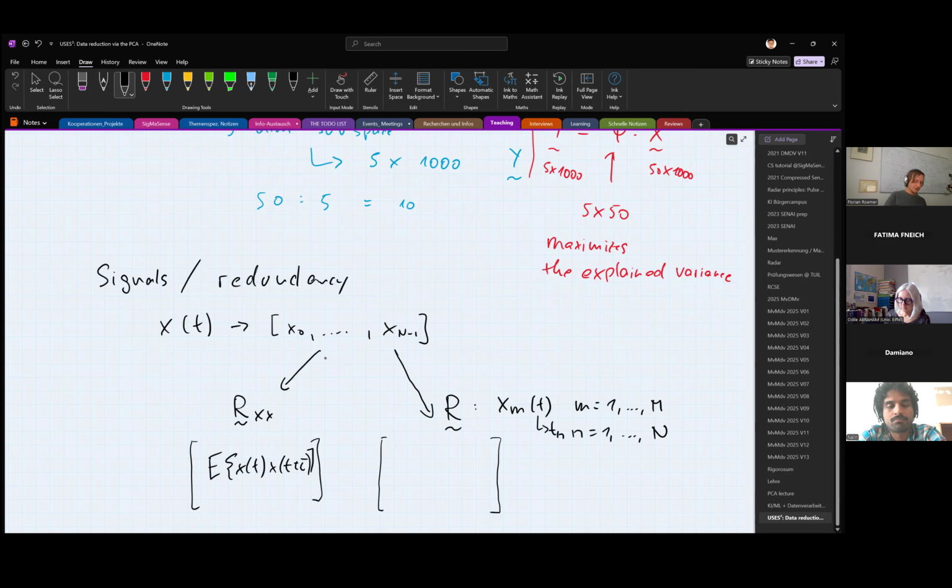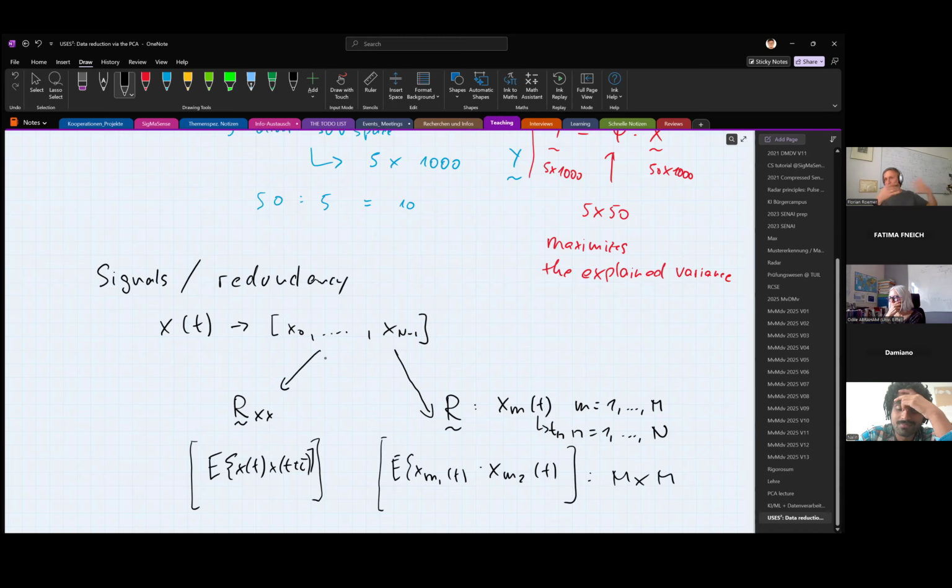And the spatial correlation matrix is now the expectation of x_m1(t) times x_m2(t), something like that. Yeah. So it's an M by M matrix, which contains the correlations between the different channels. And that's the spatial correlation that we're looking at.